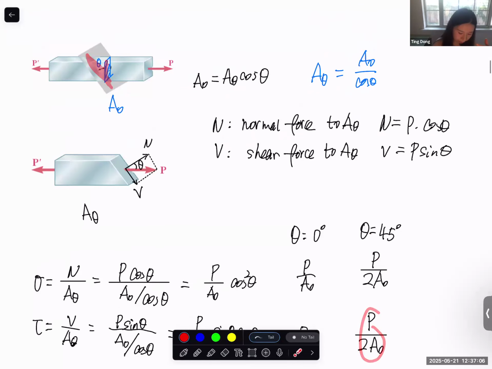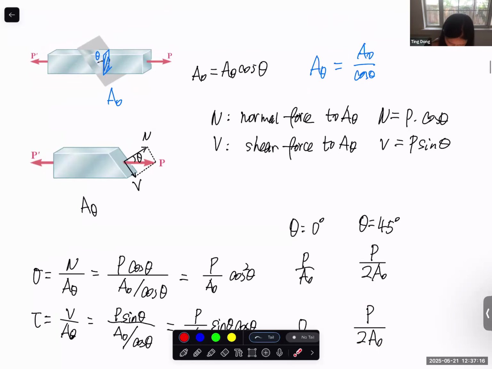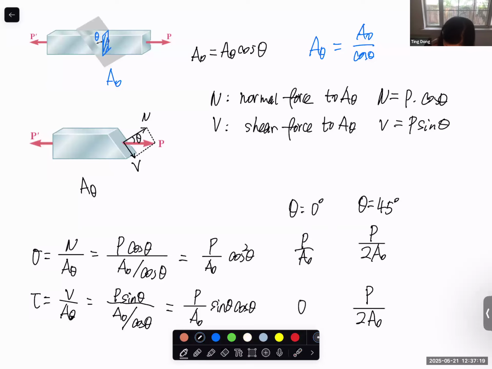And now let's keep rotating. What if we have a plane that is in the axial direction? Let's see what the normal stress and shear stress are. In that situation, theta should be equal to 90 degrees. Then of course cosine theta equals 0, and in the second equation, this one equals 0, so it's also 0. So basically it means that when you have tensile force applied on the plane that is in the axial direction, there is no normal stress and no shear stress.